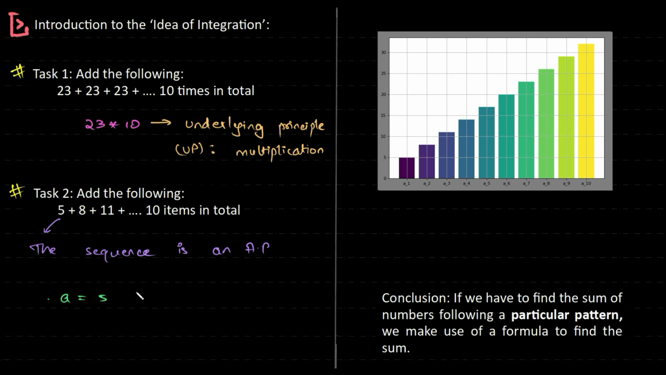With a being 5, that is the first term, d being the common difference, n being the number of terms. So using all of these facts and using the formula Sn is equal to n by 2 into 2a plus n minus 1 into d, we are able to find the sum of all of these 10 terms. So here the underlying principle is pattern.